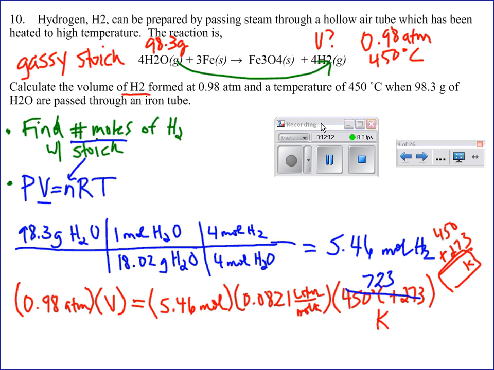All right. What is our volume? 3 sig figs. 331? And the unit? Liters. Good. That's a lot. That's a whole heck of a lot.